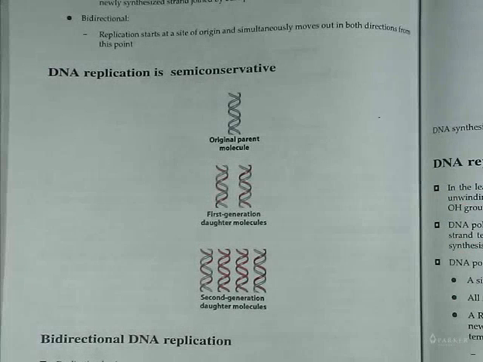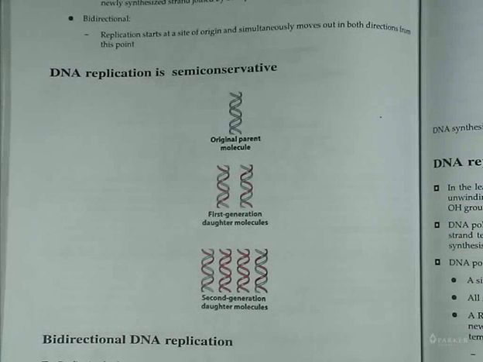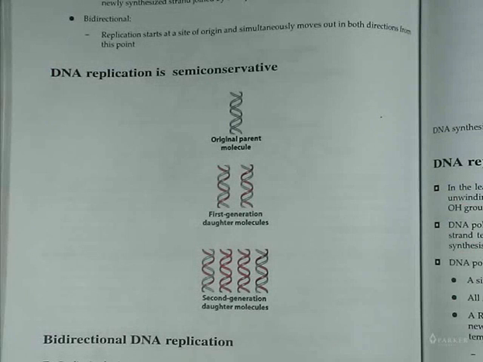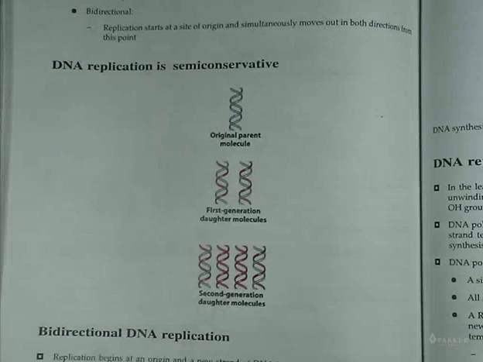It's nice and color-coded for you. Got our parent molecule. Those two split, and it's semi-conservative, so one half of each parent goes with the new daughter cells. And then when those split, it's the same thing. You take one half of each, which makes one half of the second generation. So we've gone from 1 to 4.